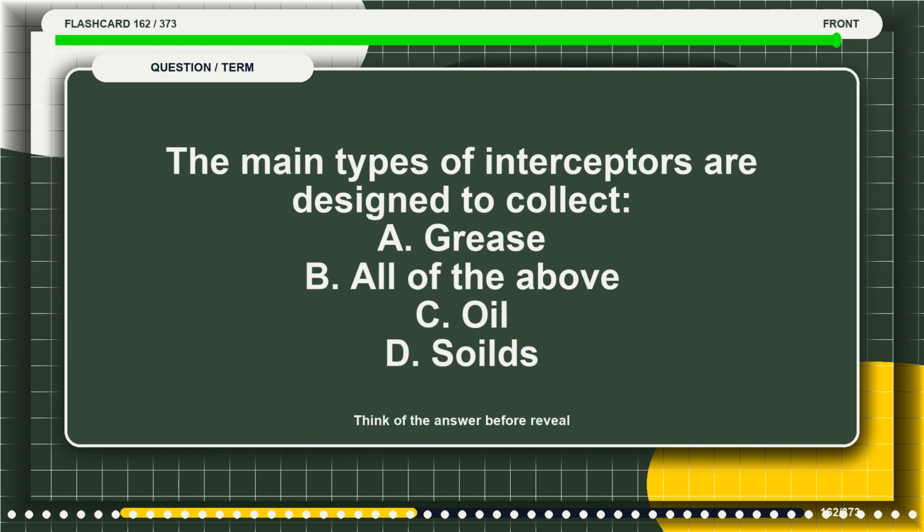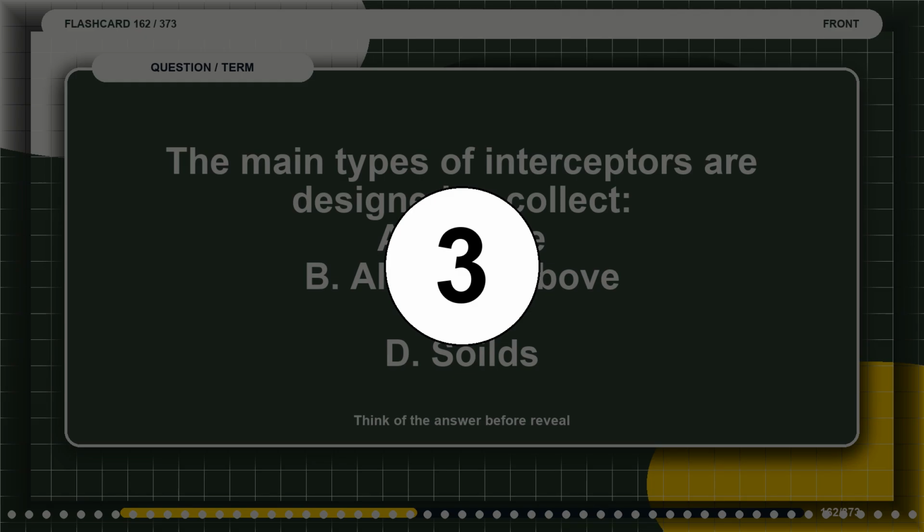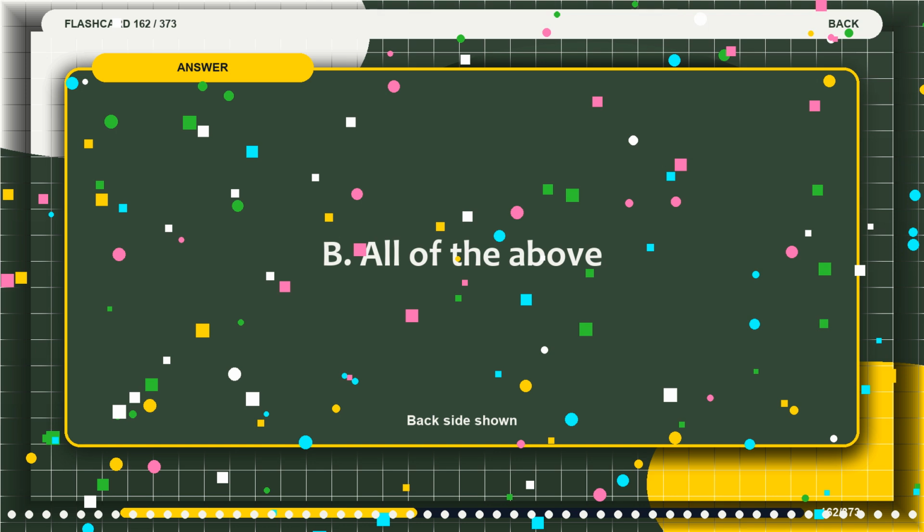Flashcard 162. The main types of interceptors are designed to collect A. Grease. B. All of the above. C. Oil. D. Soils. Think of the answer before the reveal. The answer is B. All of the above.